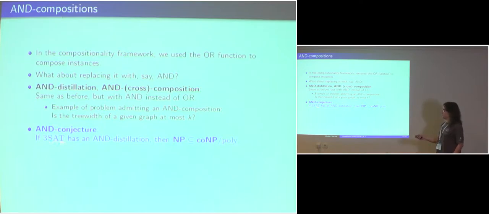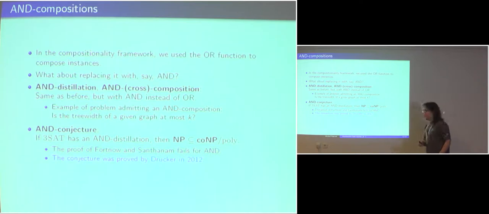Namely, if, say, SAT or any other NP-hard problem for that matter has an AND distillation, then you have a collapse. The problem was that the proof of Fortnow and Santhanam, the original one, simply breaks down. It doesn't work for AND. Yes? So this was for a few years an open problem. It was finally confirmed by Andrew Drucker in 2012, via a much more difficult proof than Fortnow and Santhanam, but actually also a much more insightful proof in some sense.